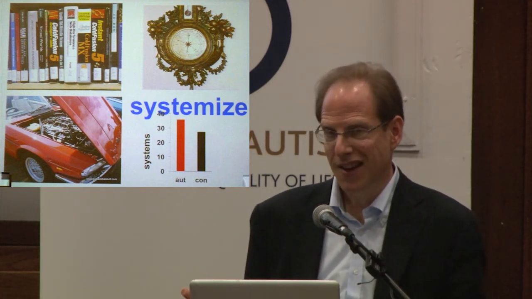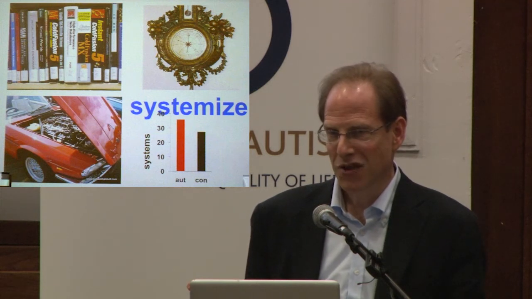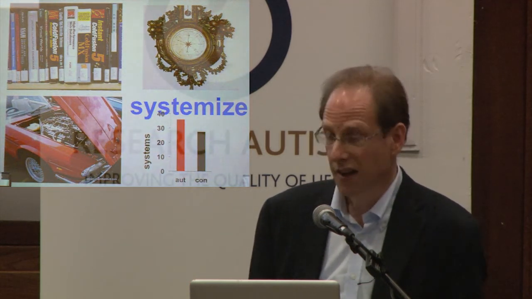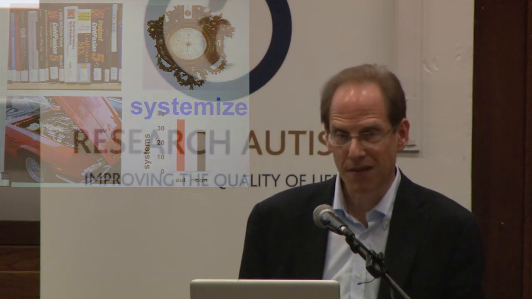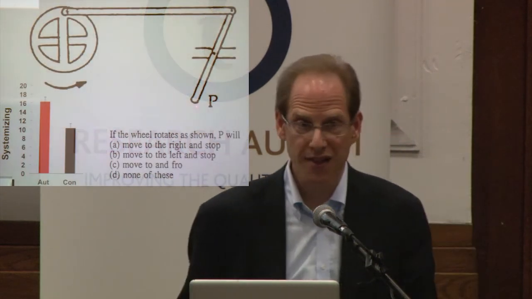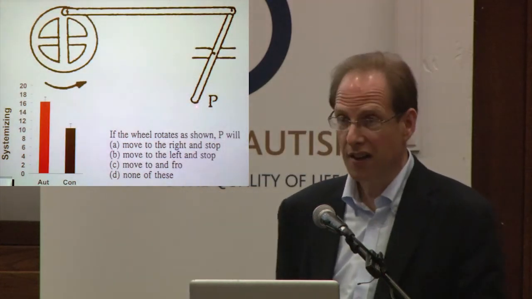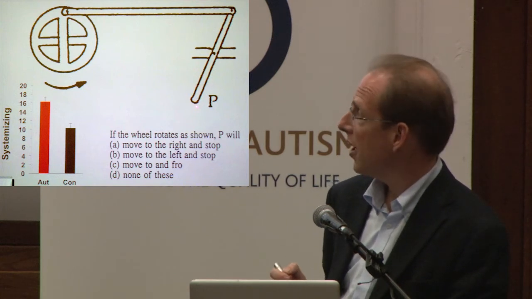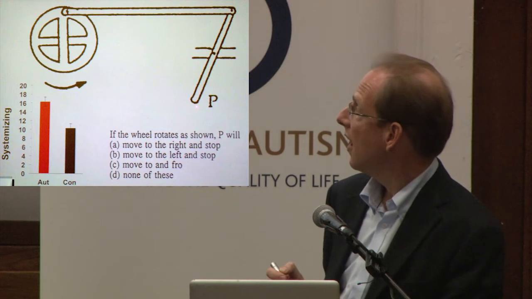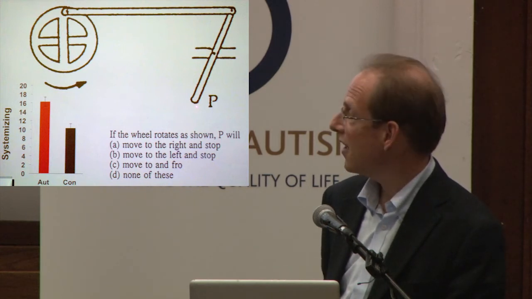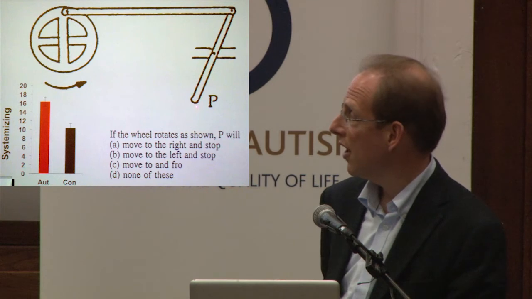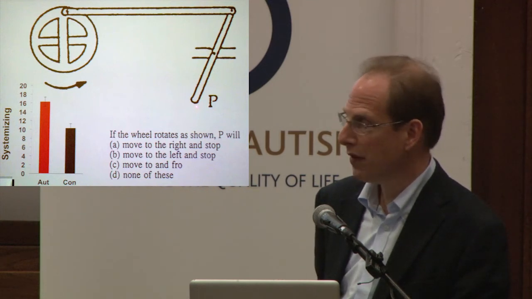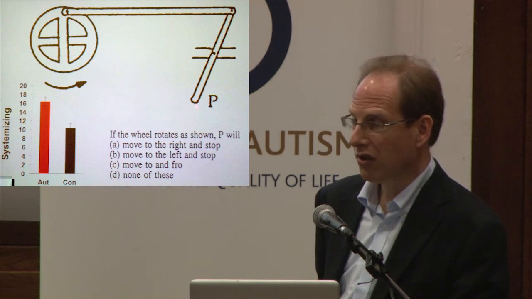And to my mind, that's not a negative. Being interested in systems and how systems work could be a great asset in the right environment. We asked children with Asperger's syndrome if they could figure out how this system worked. It's a little mechanical system where the wheel goes round and you have to say what will happen to this point P. It's a multiple choice little physics test. The correct answer is it will move back and forth. And you can see that children with Asperger's syndrome perform better on this test than a control group.